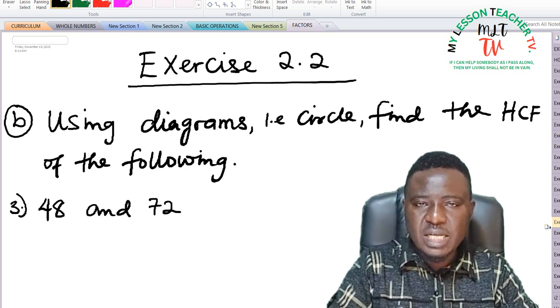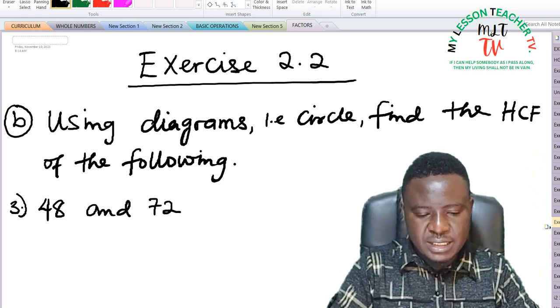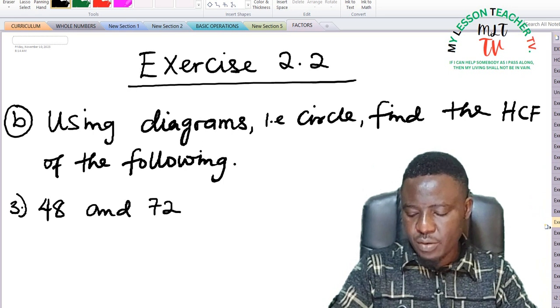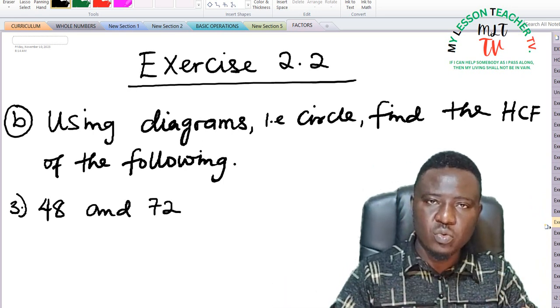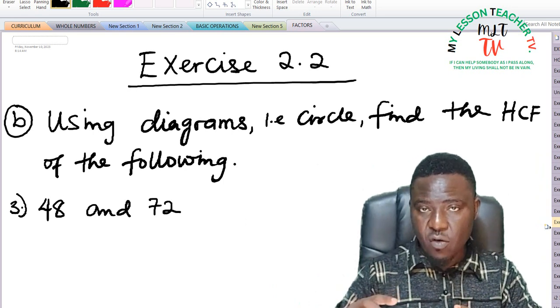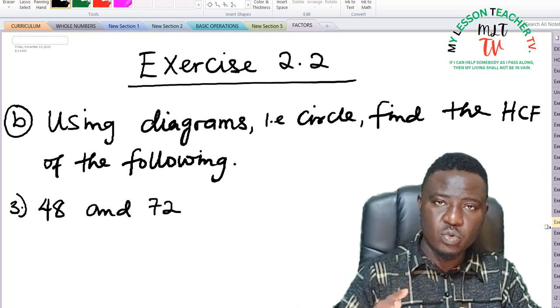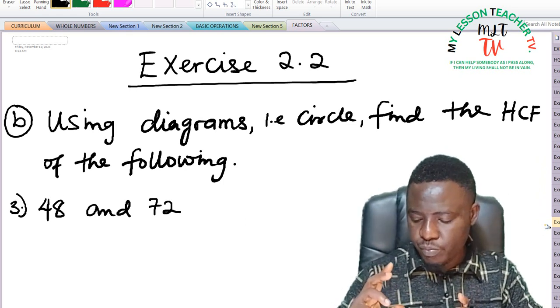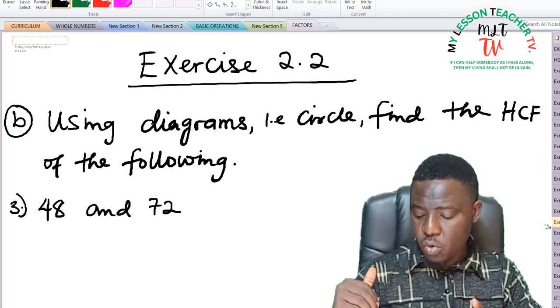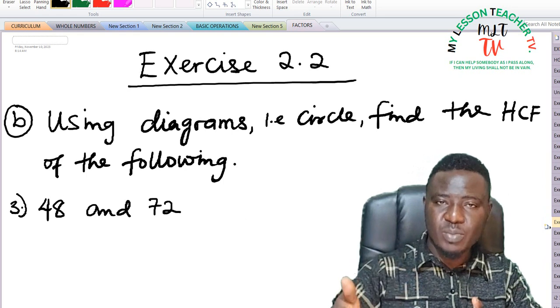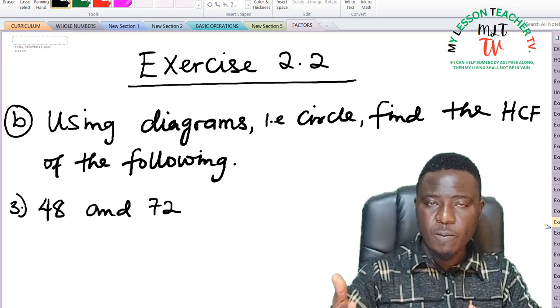Question 3 on exercise 2.2b reads, using diagrams, that is circles, we are to find the HCF of the following, which is 48 and 72. In order for us to use the diagrams to find the HCF of 48 and 72, what we are going to do is to first of all, using prime factorization, express 48 as a product of its prime factors as well as 72.